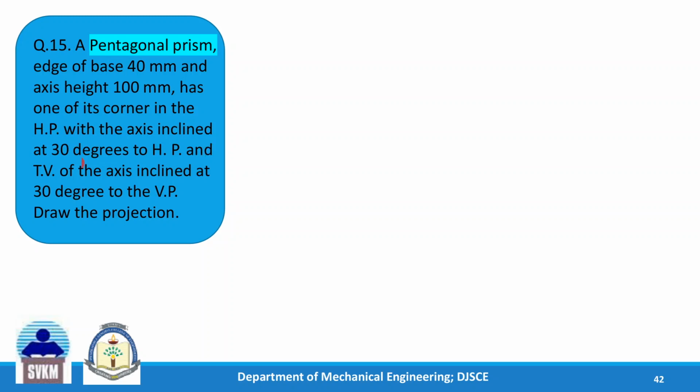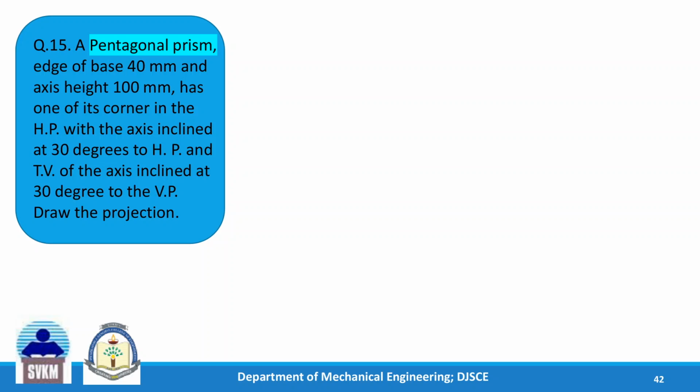Then axis inclined at 30 degrees to HP, this is the data for the second step. So in the second step we will tilt it so that the axis makes an angle of 30 degrees with HP. And top view of the axis inclined at 30 degrees to the VP, this is the data for the third step, wherein we will reorient the top view of the second step such that the top view of the axis makes 30 degrees to the VP, and then take the projections from the second step front view and complete the front view in the third step. So this is how we have broken this down into 3 consecutive steps.